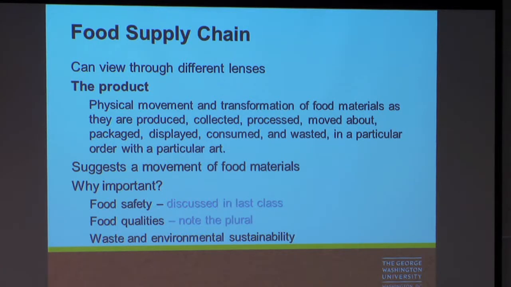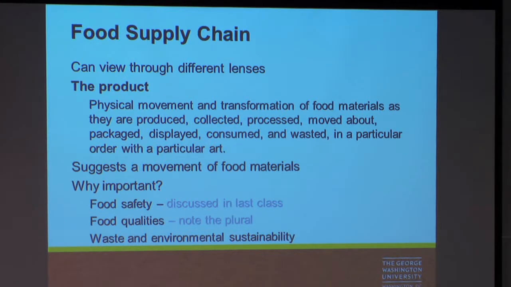So why is this way of looking at the food supply chain important? Well, this is the natural way for thinking about food safety. It's that product. Where is it? How long has it been in the chain? Is it being taken care of all along the way? Food qualities of various types. Notice that the term is plural. Food has multiple qualities, each of which may be exceptionally important to different people.